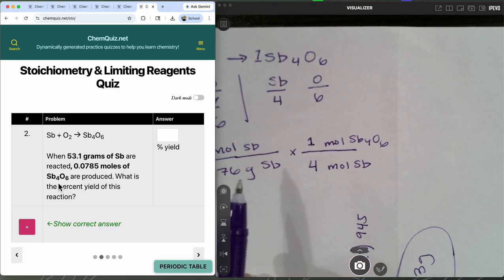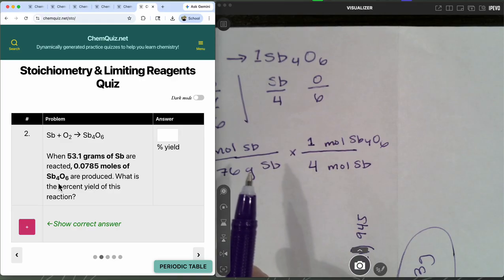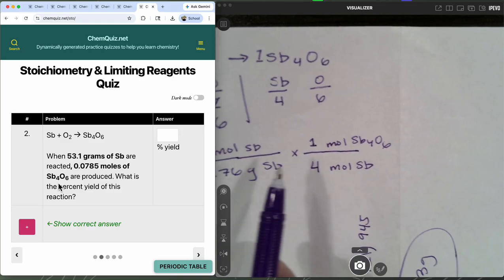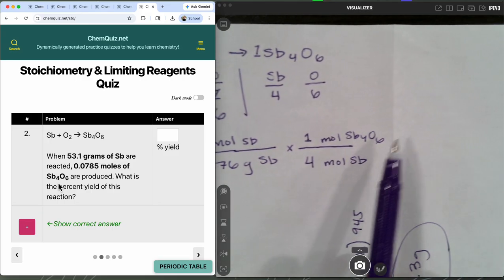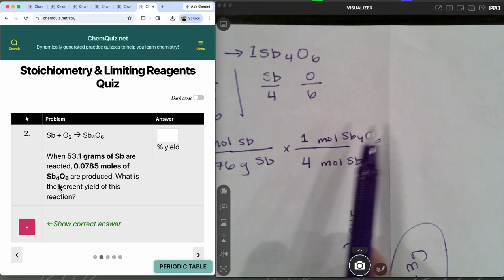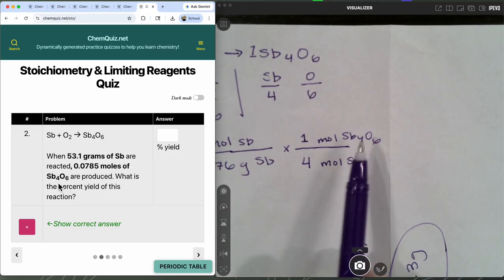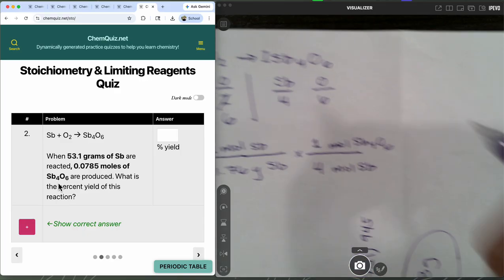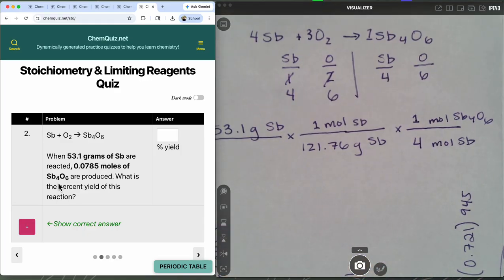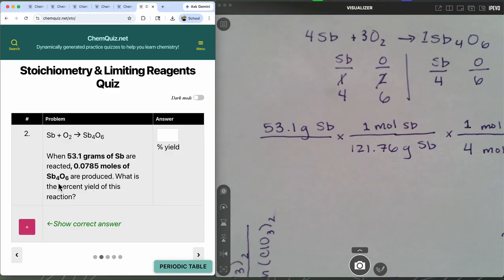Now what? Now the question's asking for percent yield. The question's asking for percent yield, yeah. But what does it give you as how many are actually produced? 0.0785. What unit? Moles. So if it gave you grams, you would have to convert this to grams. But right now, it's in moles, and the other piece of the puzzle that they gave you was in moles. So let's leave it in moles. Okay. All right. How are we going to do this math?